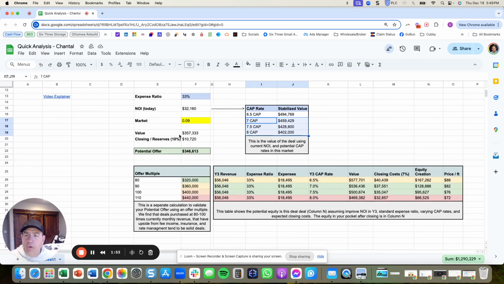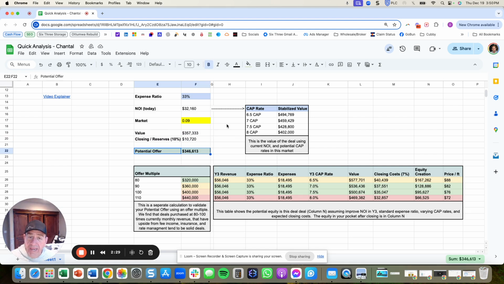Coming down the sheet here, we're going to see what the value is of the facility based on this net operating income and the market that it operates in. For instance, if I change this to 8, 0.08, the value will jump up to $402,000 as an example. I'll go back to the 9 cap. And so we also want to protect ourselves with some closing costs and some reserves. So about $10,000 there. So we deduct that out of what the value of that facility is, and we come in with a potential offer of $346,000.